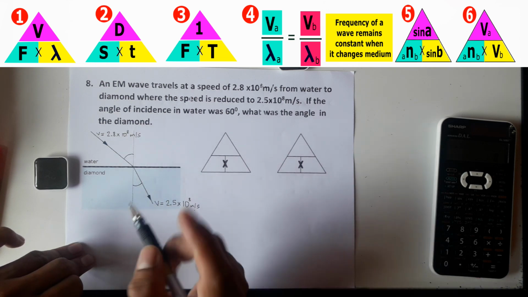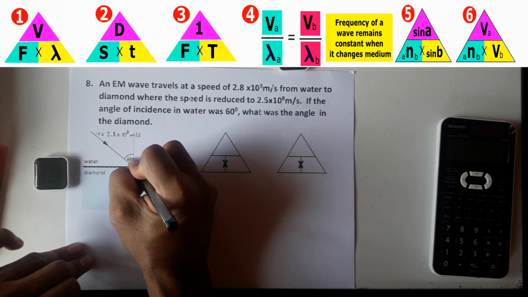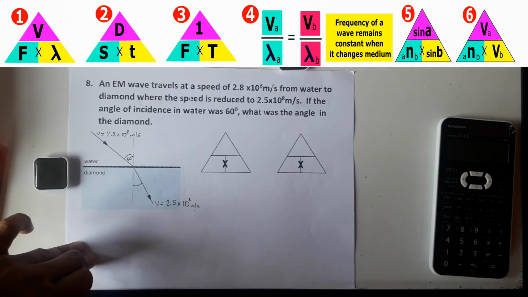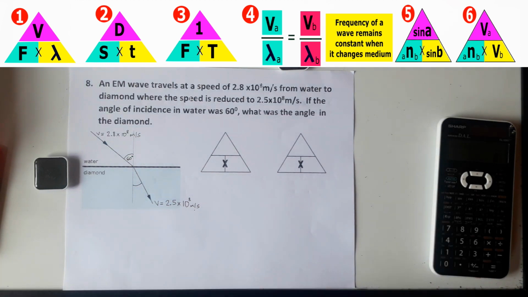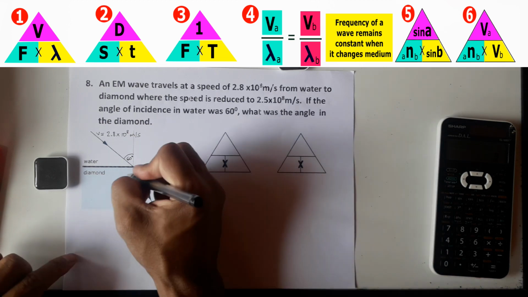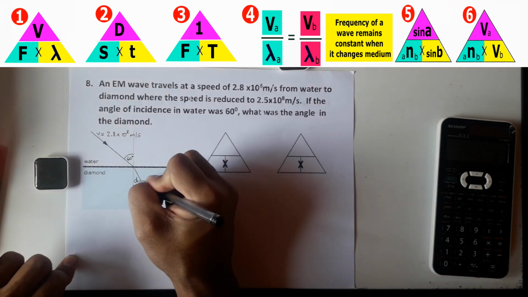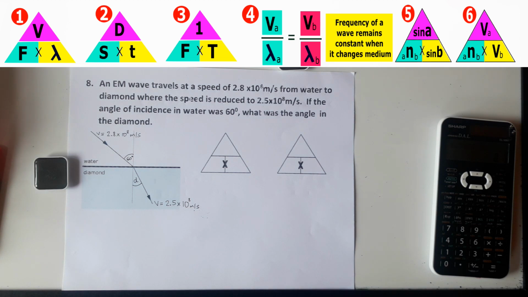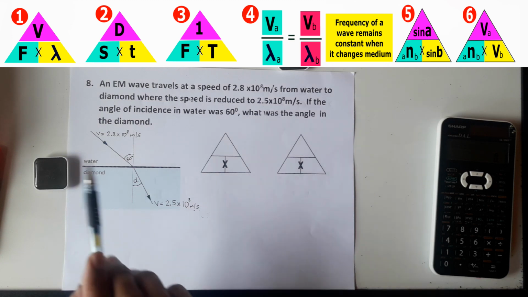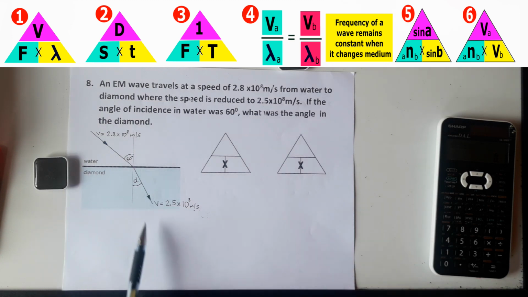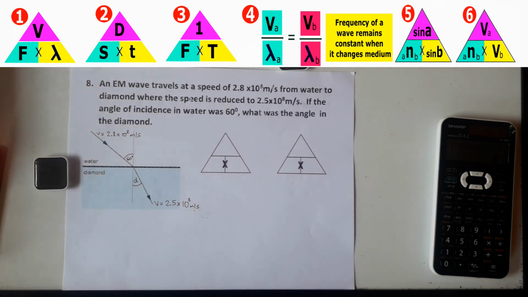If the angle of incidence in water, so that means this angle here is 60 degrees, right? So the angle in the water is 60 degrees. What was the angle in diamond? So we want to know the angle in diamond. So I'll just put a D here for the angle in diamond. Right, now, whenever a wave goes from one substance to the next substance, the refractive index is a very important value. You will notice that the refractive index in this question is missing. So if we look at which formula here?